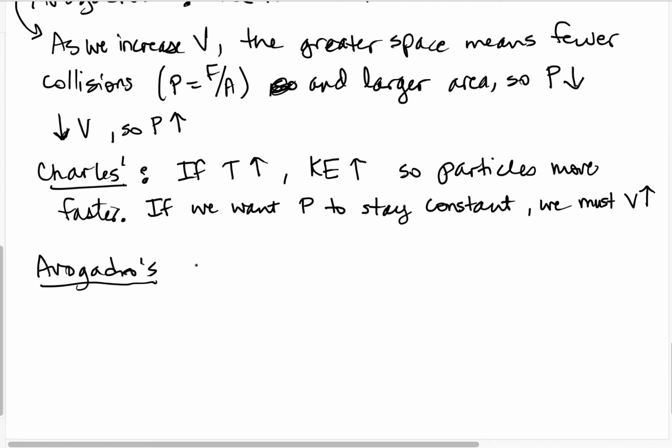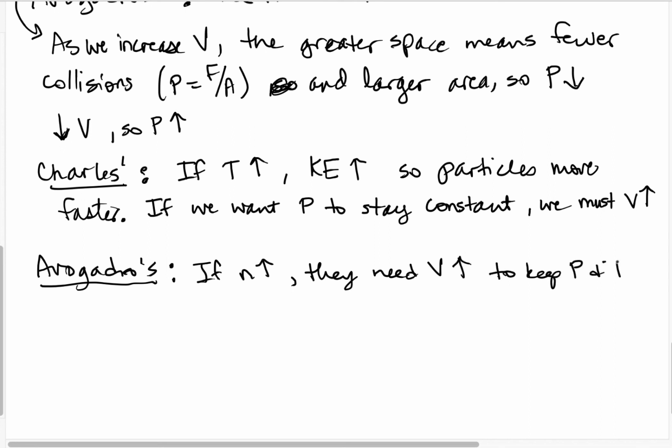All right, Avogadro's law has to do with the number of particles. It should make pretty good sense that if we increase the number of moles, if we put in more particles, and we want to keep pressure and temperature constant, they need more space in order to keep the pressure and the temperature constant. And the reverse would be true. If we take out the particles, then we're going to decrease the amount of space for that system.